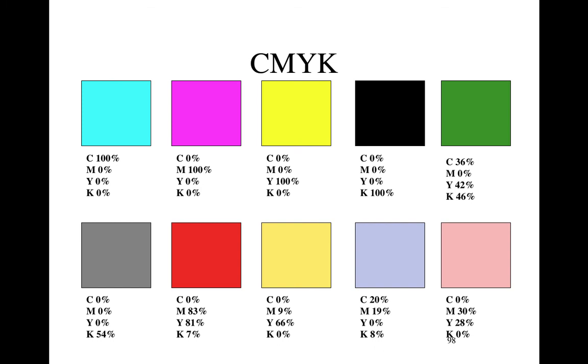And mixing magenta and yellow there, we have 0 cyan, 83% magenta, 81% yellow, and a small bit of black. I'm surprised that colour wasn't more orangey. I was expecting that to be more yellowy orange, where it's actually quite red. 0 cyan, tiny bit of magenta, a lot of yellow. We've got that shade of yellow there. If you have 20% cyan, 19% magenta, tiny bit of black. Again, I would have expected that to be a little bit darker. It's quite bright.